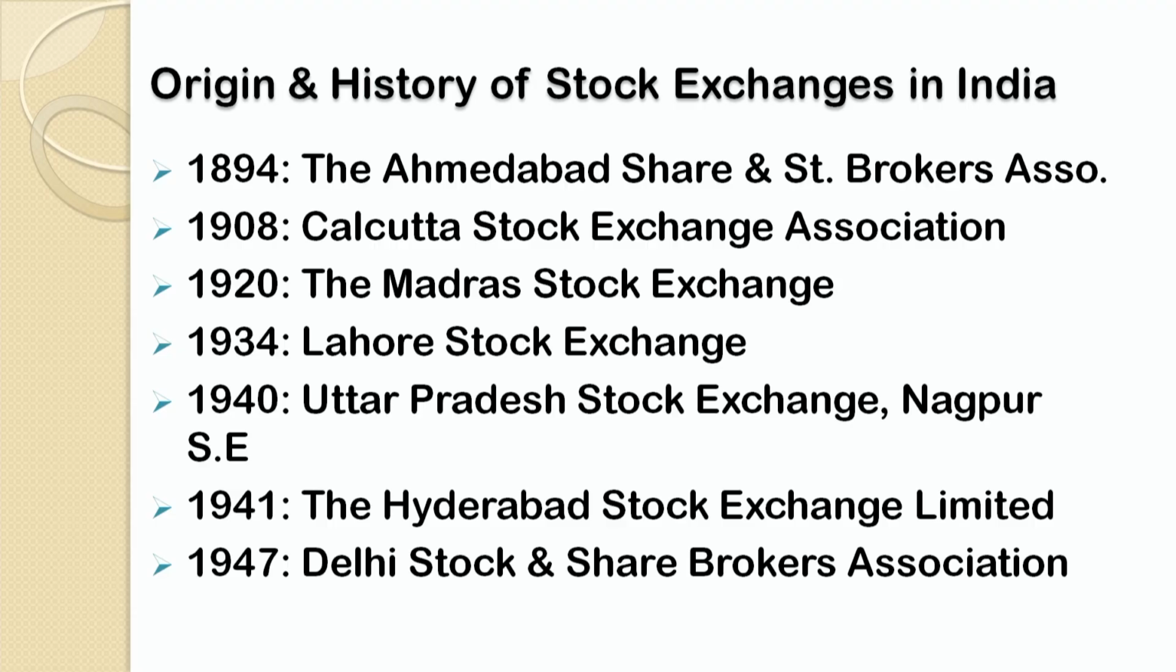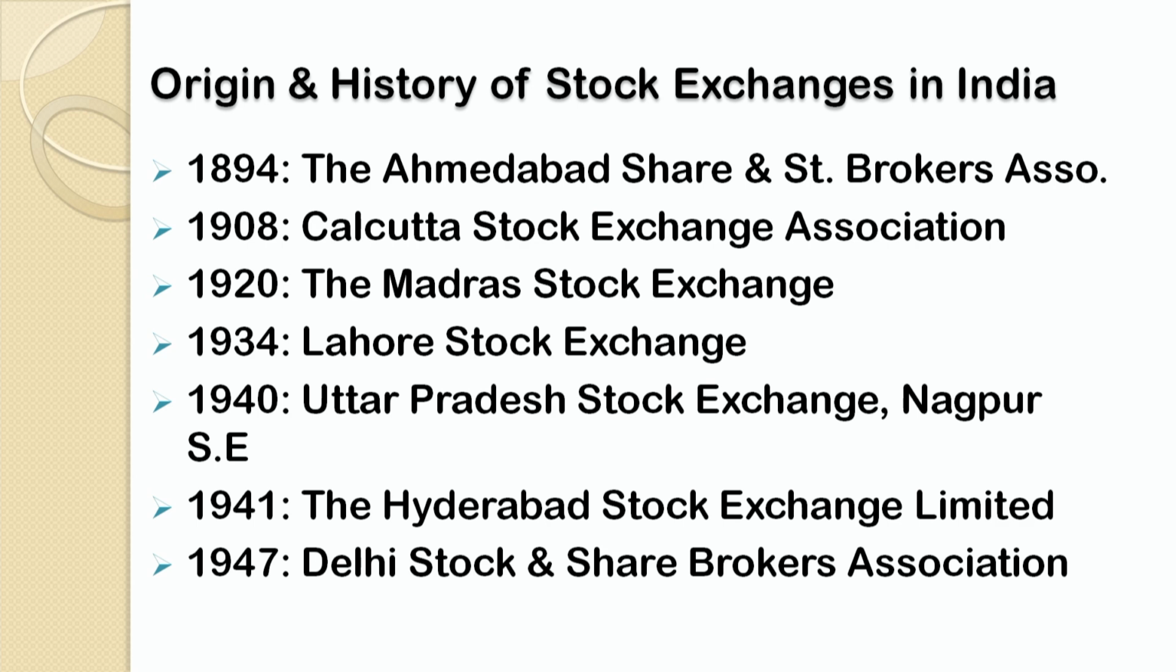Now, some of the important stock markets which were established after BSE, but prior to 1947, or you can say prior to 1992, that means prior to the establishment of SEBI, were: in 1894, the Ahmedabad Share and Stock Brokers Association was established in our country. In 1908, the Calcutta Stock Exchange was established. In 1920, the Madras Stock Exchange was established. Madras is nowadays known as Chennai.